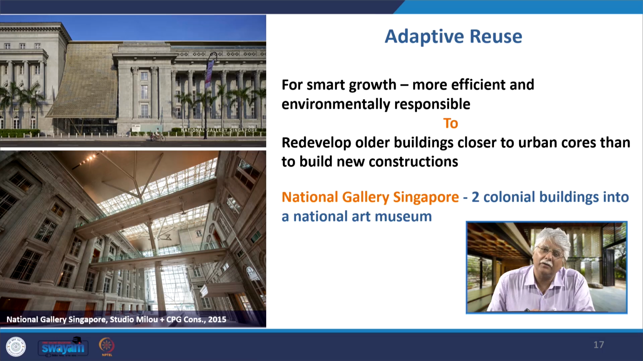Or for smart growth, it's more efficient and more environmentally responsible to redevelop an old building which is close to the urban core than to build a completely new construction.